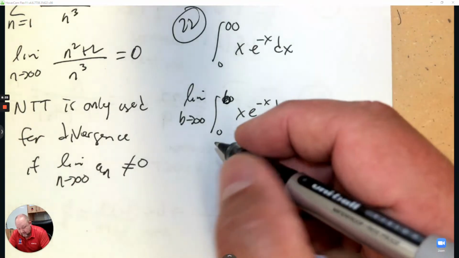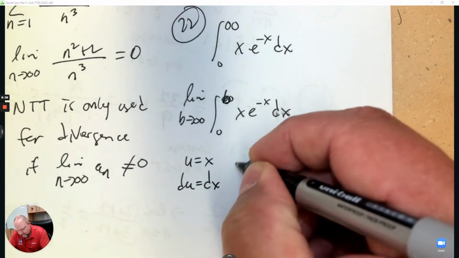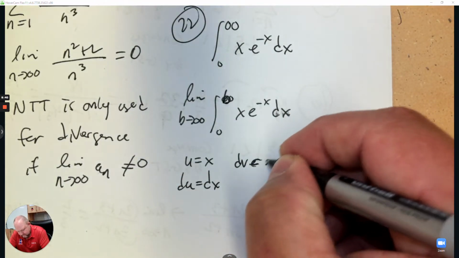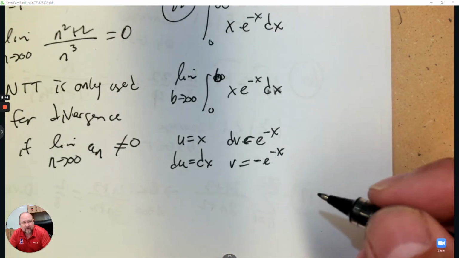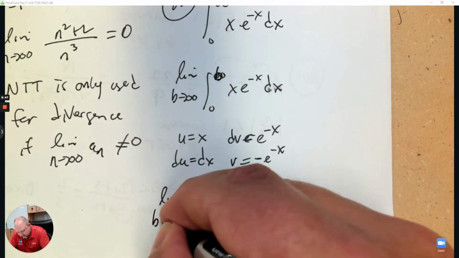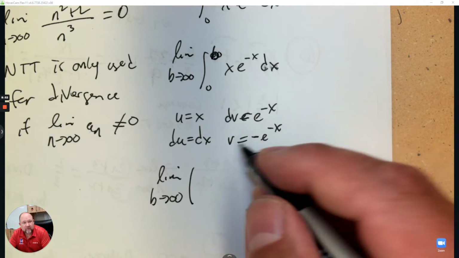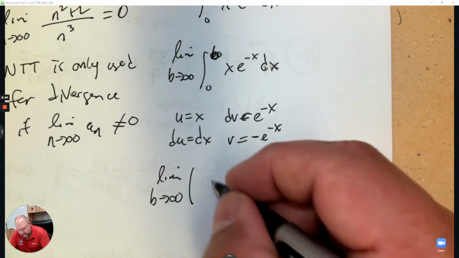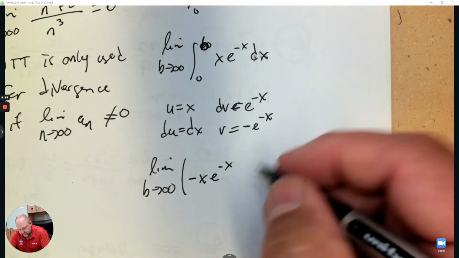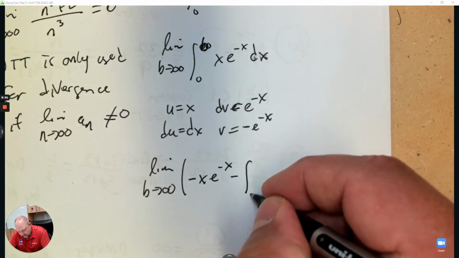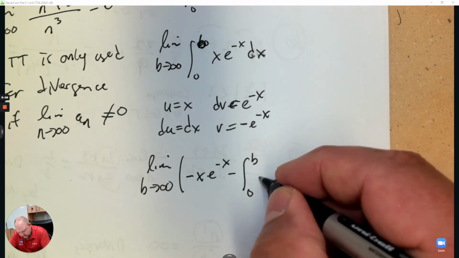This is going to be integration by parts. So u and du, dv, and then v with the hook, it's going to be negative e to the negative x. And then we write down the limit as b approaches infinity. And then the formula starts with u times v. So it's x times e to the negative x, and it's negative. Subtract. This is going to go from 0 to b. Now it's v du.